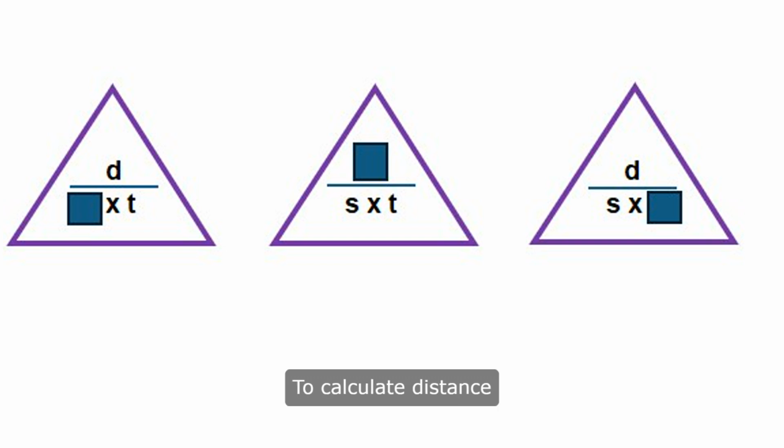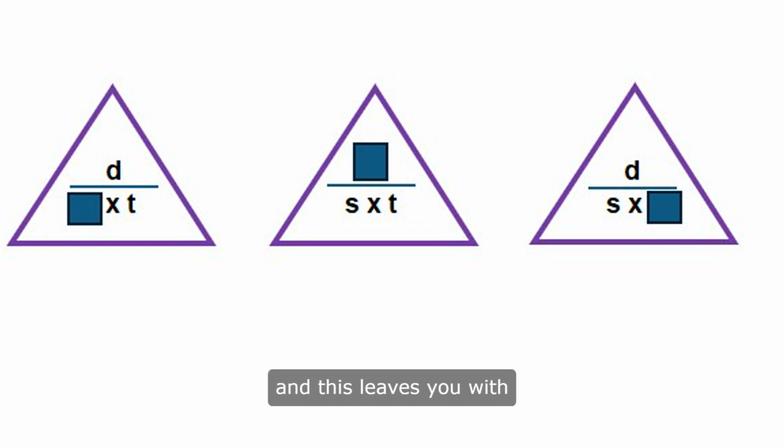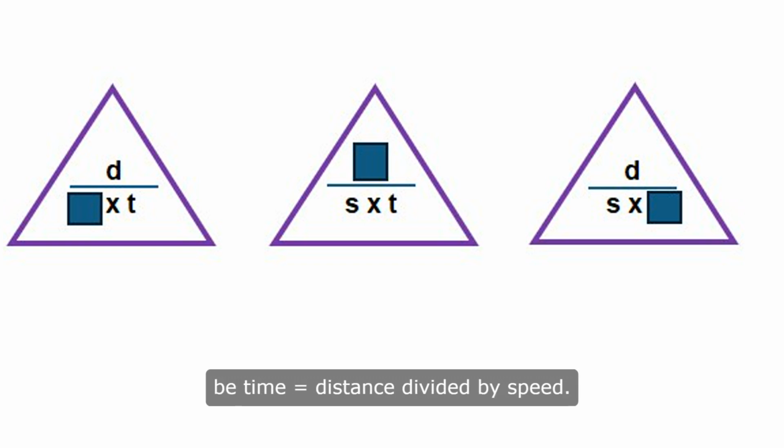To calculate distance traveled, you cover up the D. This leaves you with speed multiplied by time. So the full calculation would be distance equals speed multiplied by time. To calculate time taken, you cover up the T, and this leaves you with distance divided by speed. So the full calculation would be time equals distance divided by speed.